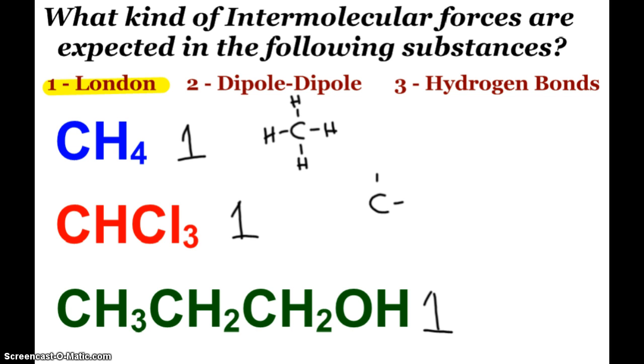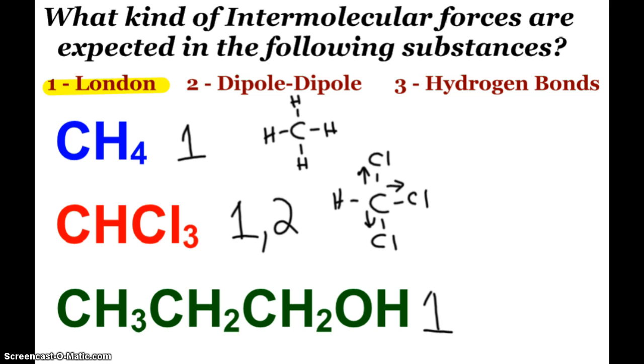CHCl3, okay, yes, each of the carbon-chlorine bonds are polar, and this is a tetrahedral formation, if you remember. So with an odd number of dipoles, they won't cancel out. So this molecule will indeed experience dipole-dipole interactions.